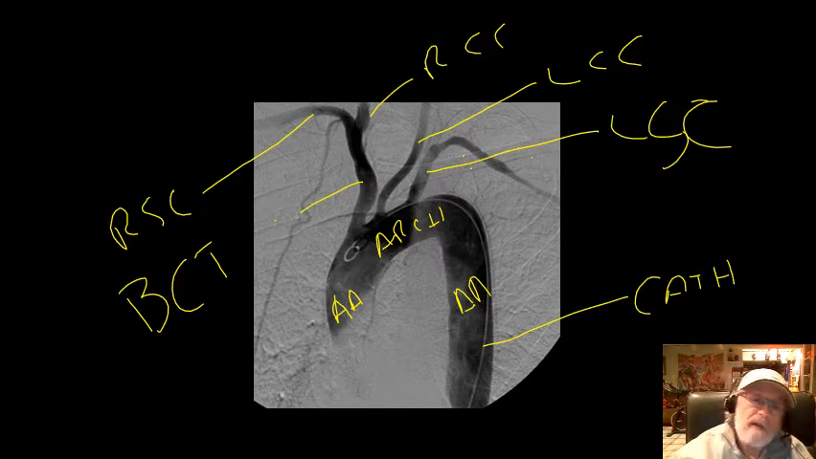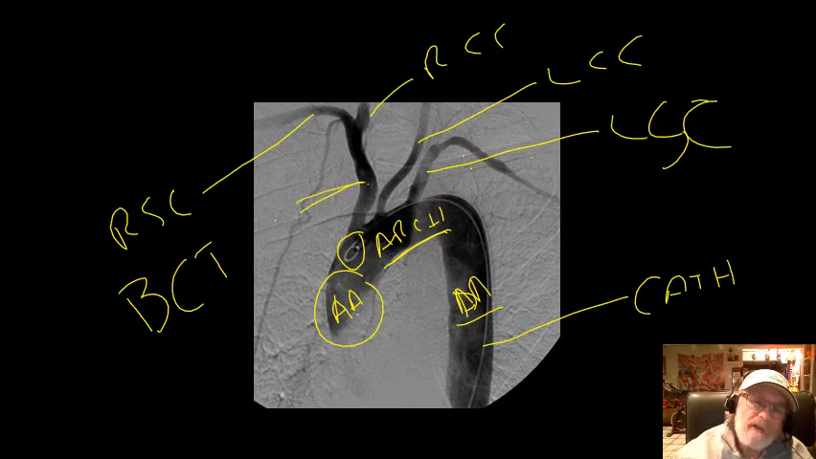So it's really nice. So ascending aortic arch, here's the end of the catheter. You can actually see right there. They usually have a little loop on the end of it when it gets inside there. Little loop. So that's the loop right there. Anyway, so here's the ascending aorta, here's the aortic arch, here's the descending aorta.